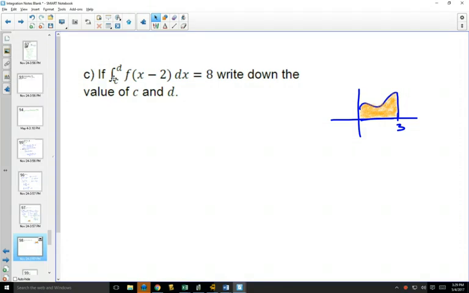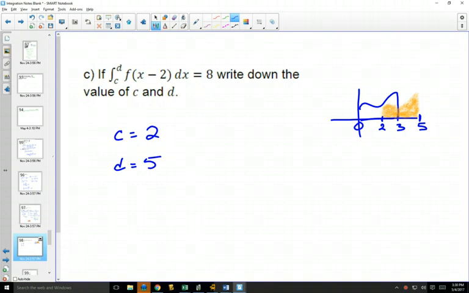We knew from 0 to 3 that that area is 8. What does f of x minus 2 do? Moves it 2 units to the right. So I'm going to take this colored part and move it 2 units to the right. Originally, the area from 0 to 3 was 8. Now, what's it going to be from what to what? 2 to 5, because we just moved it 2 units to the right. So c is equal to 2, and d is equal to 5.